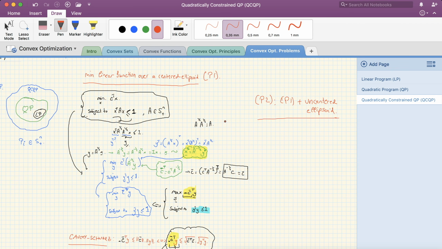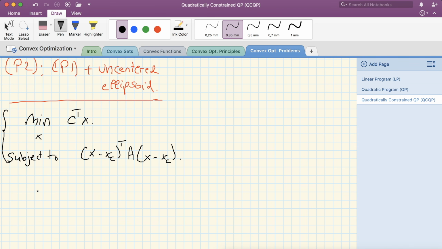So what happens here in this problem? You can have the same cost as we said, since we're still minimizing a linear function, but this time subject to a general ellipsoid. That is x minus xc transpose, where x and xc are both vectors, right? A times x minus xc. Note that xc contains the coordinates of the center. Is there anything we can use from the previous problem to help us solve this problem? Well, with a simple change of variable, you can boil down to the same problem as we had before.